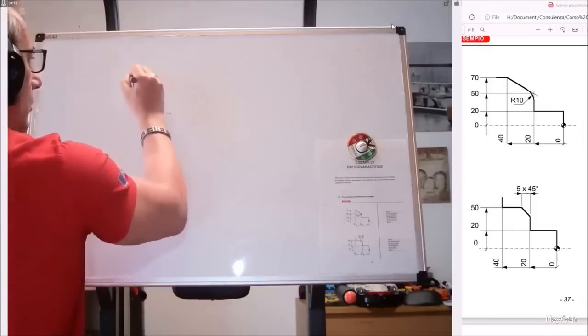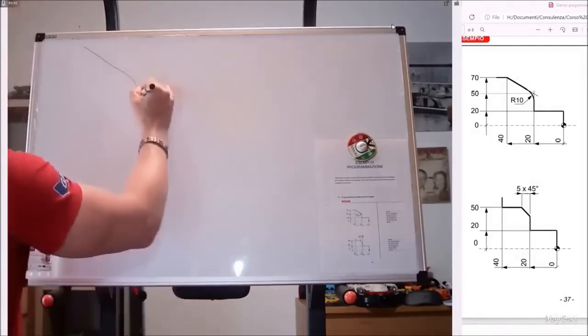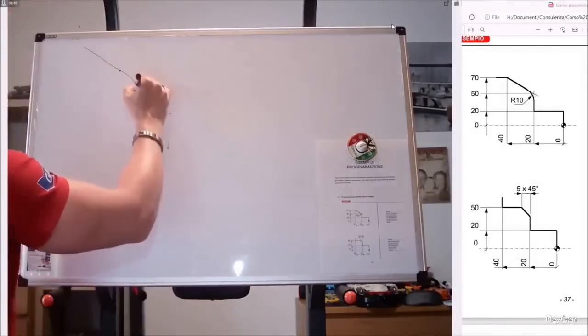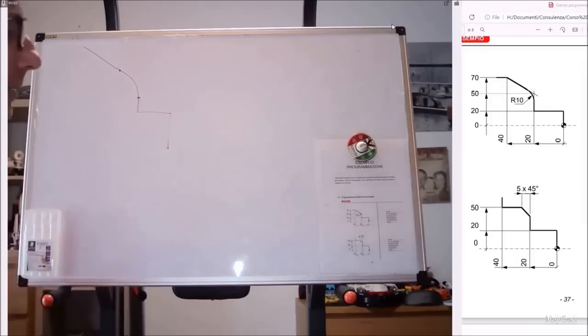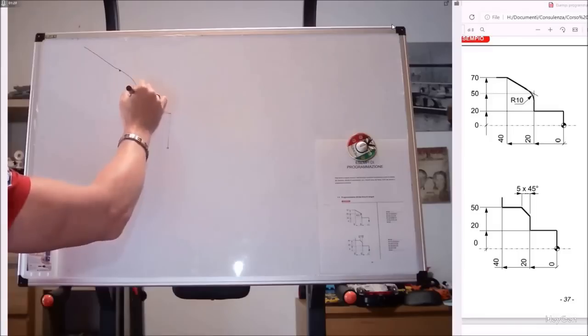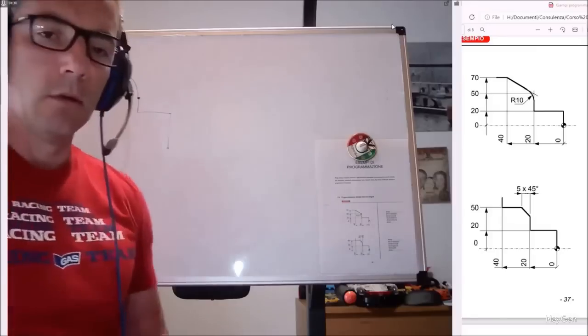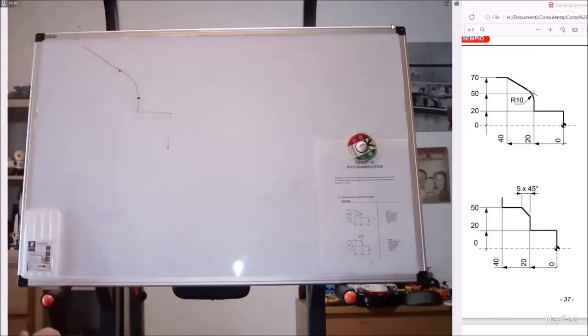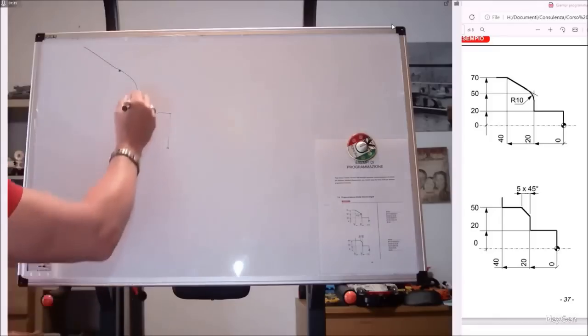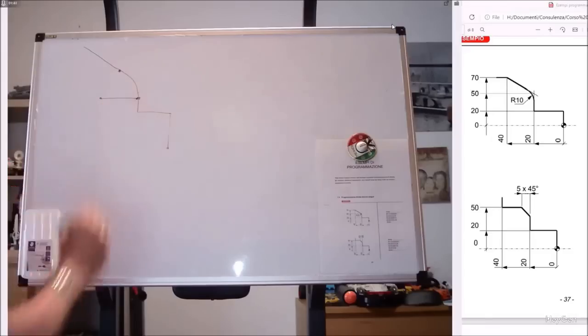We have a radius, but we do not know the starting point, and we do not know the end point. The only thing we know is that it is a junction, meaning it is perfectly tangent at this point, and at this point. With the programming we have studied in these days, we need to discover either this point, or the center of our radius.